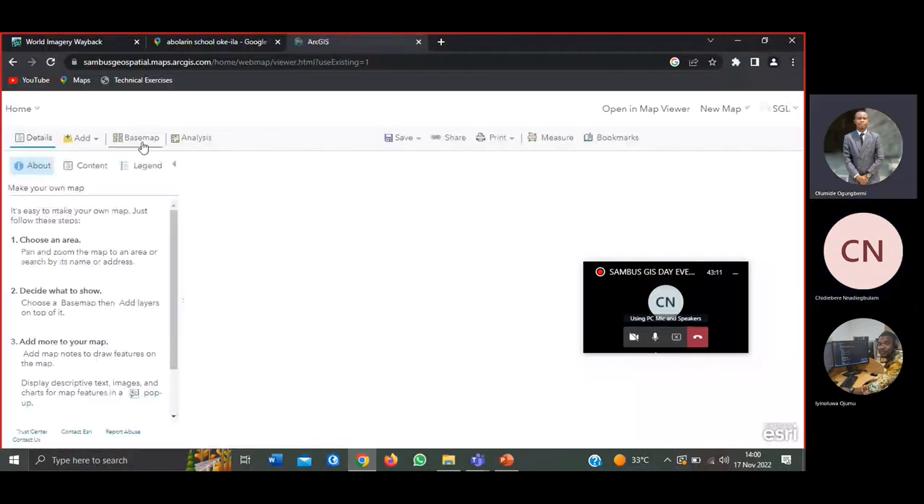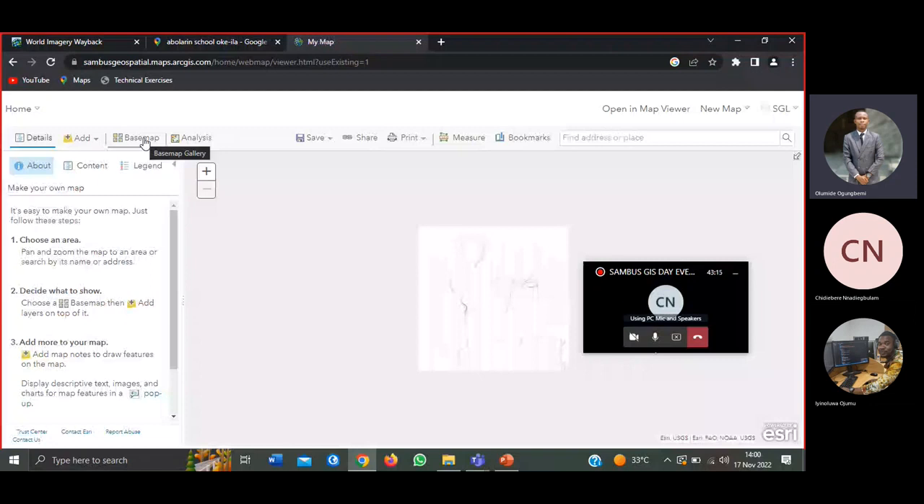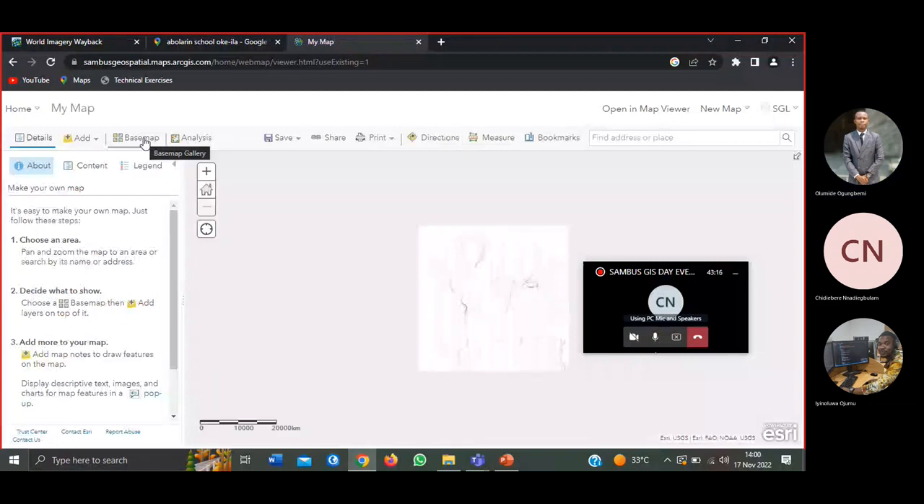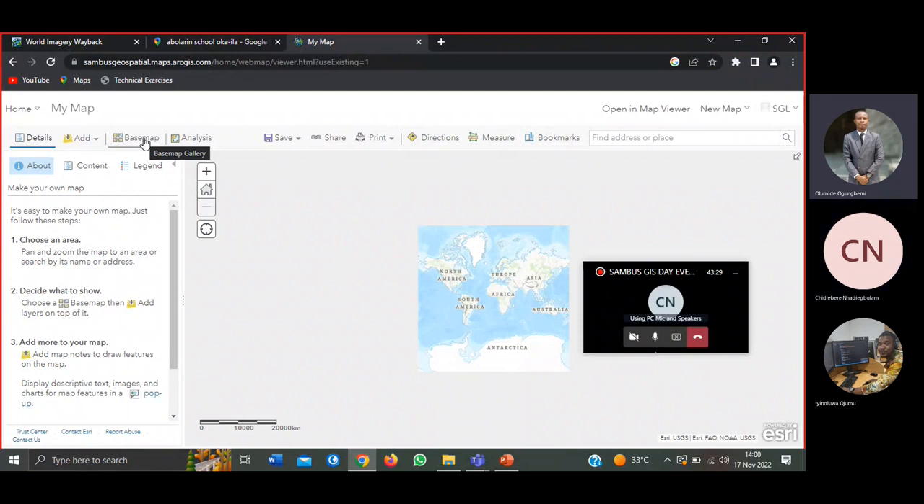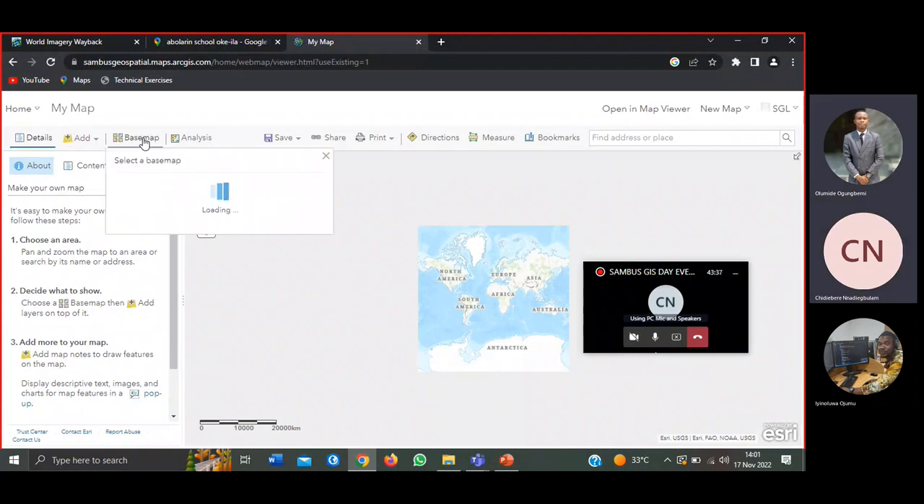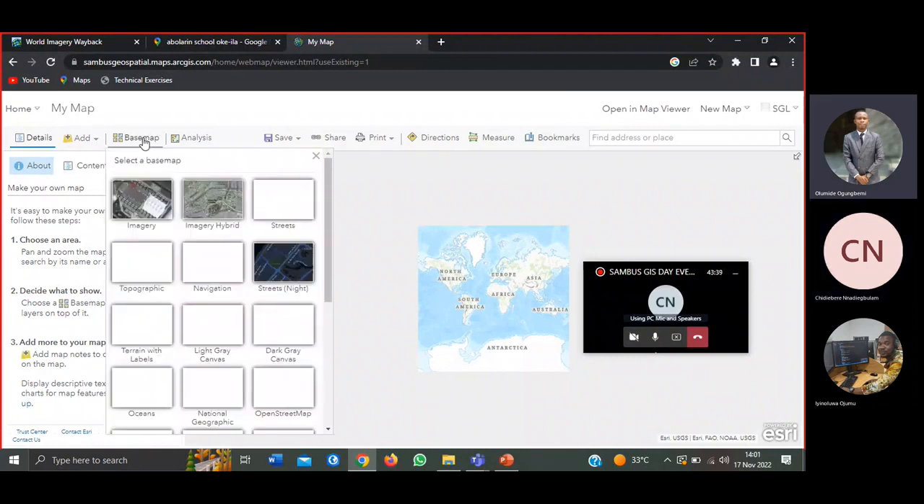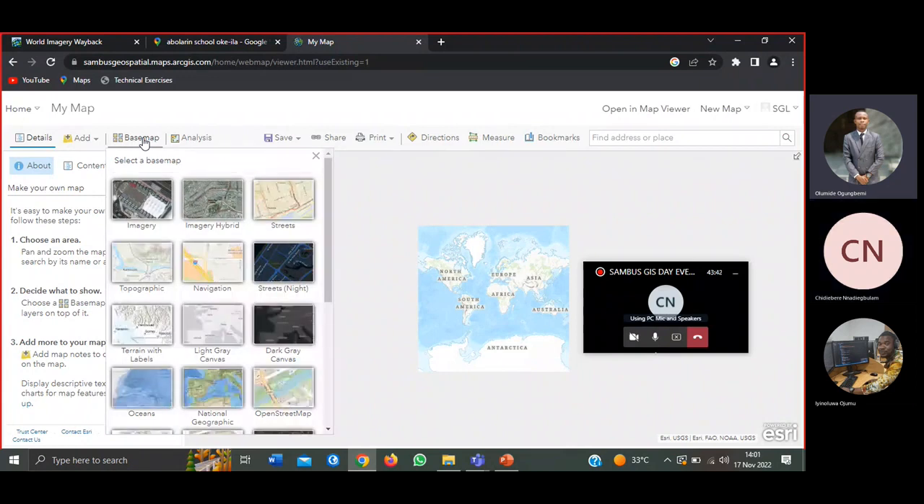So you can see here we have a base map. Now in your textbook we have different areas. We have the population, the water or climate, different areas depending on which topic the teacher is teaching you at that moment. So on the base map, it will show you the exact feature that you are working on.